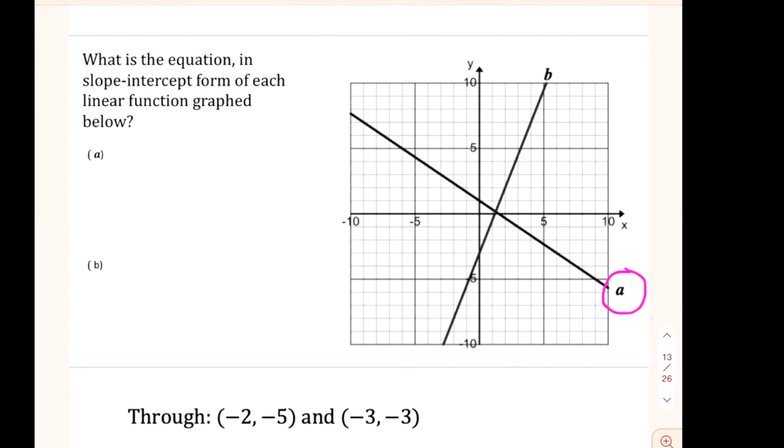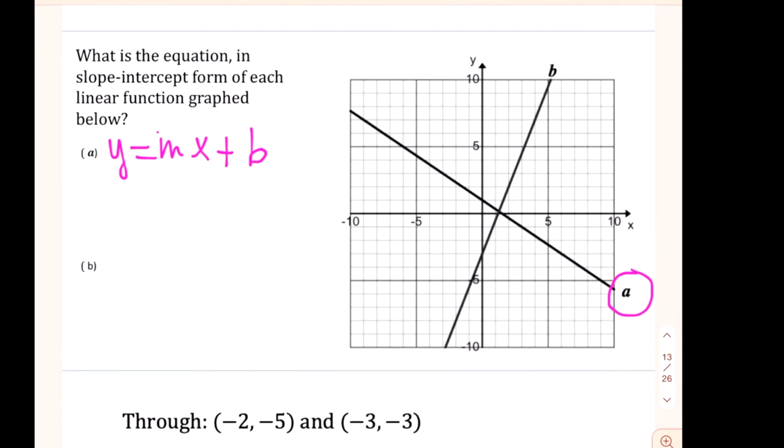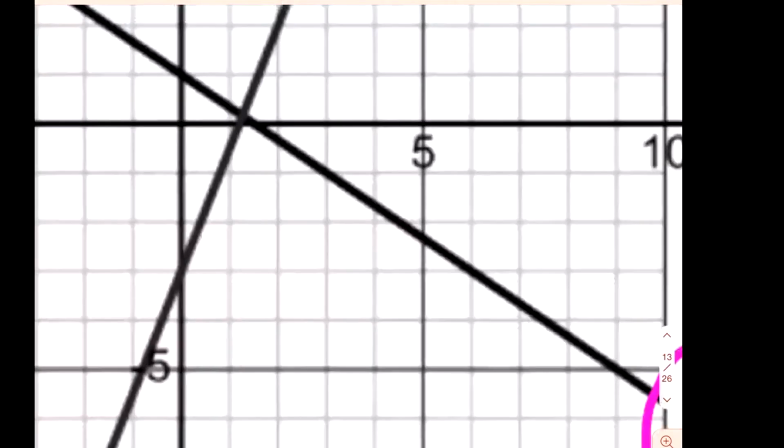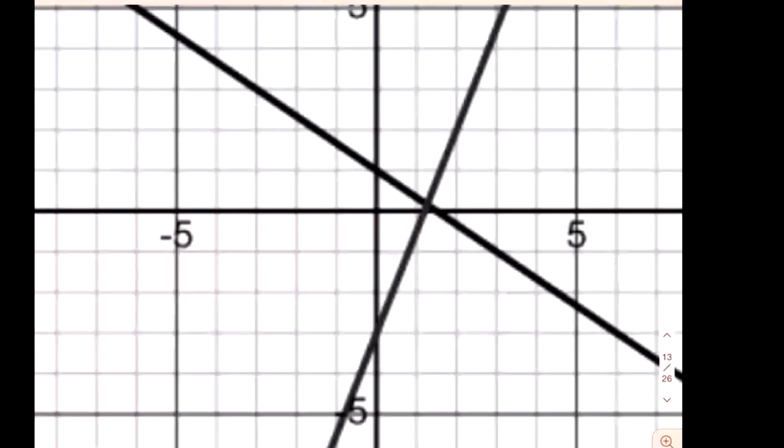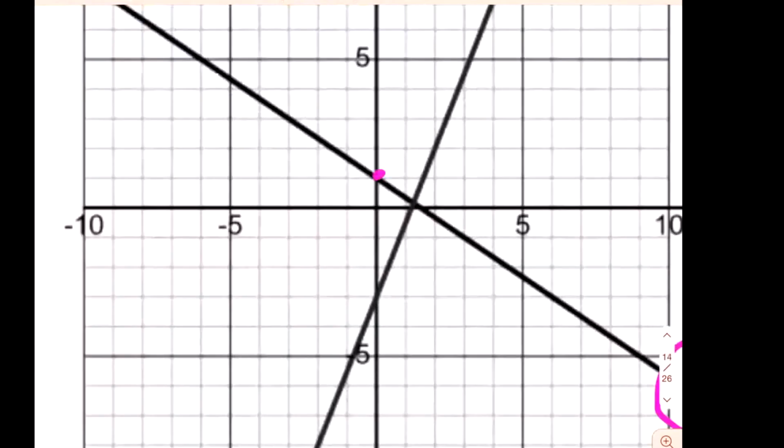Okay, so let's start with A. A slope-intercept, remember, it's y equals mx plus b. M is the slope, b is the intercept. This is the second time we'll talk about it today, okay? So I go to A. I try to find the slope, okay? Actually, if you look at A, this point is the intercept.